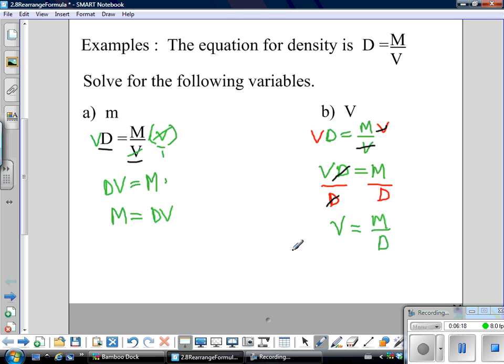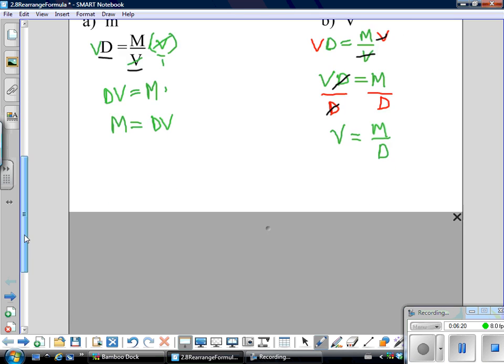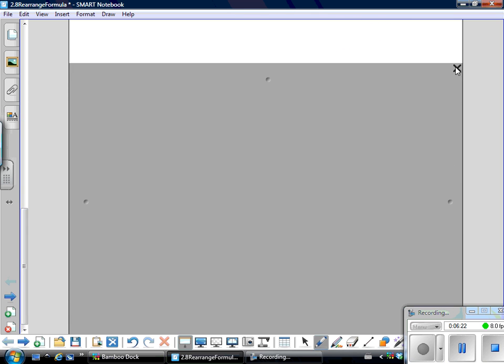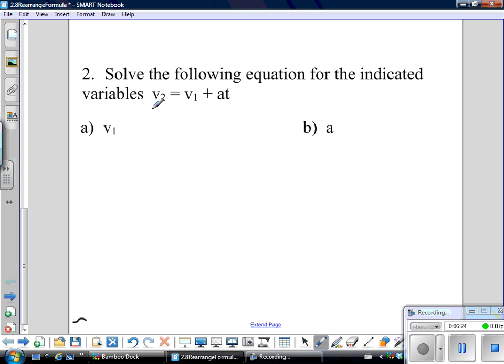All right, so let's take a look at another question. Okay, this time we have a different equation, and this is again actually a physics equation. Okay, and this is what it is. So it has V subscript 2 equals V subscript 1 plus AT. Again, I'm not really too concerned about what this is. It's a velocity formula, by the way.